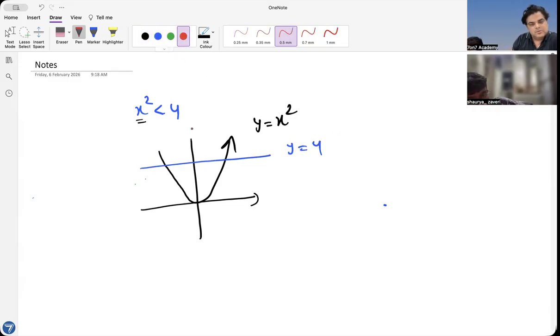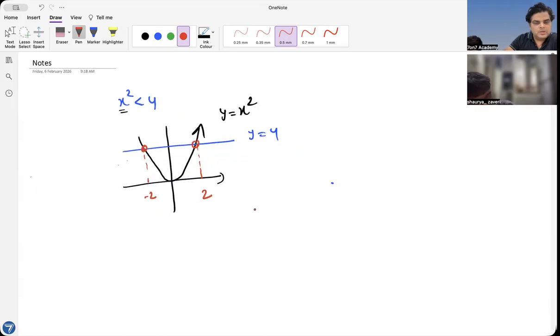So these are two x values. One x value is here, -2. The other x value is 2. What you have to get is the x values such that this curve is below that line. So isn't it in between -2 and 2? The axis of symmetry is 0. That is the graphical solution.